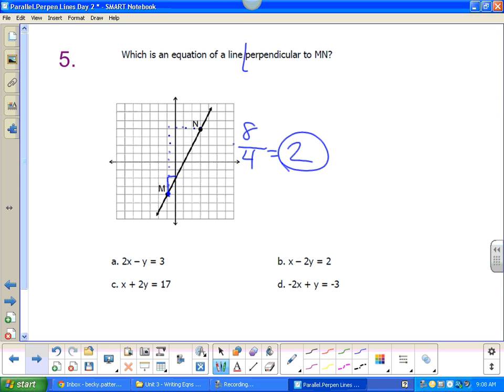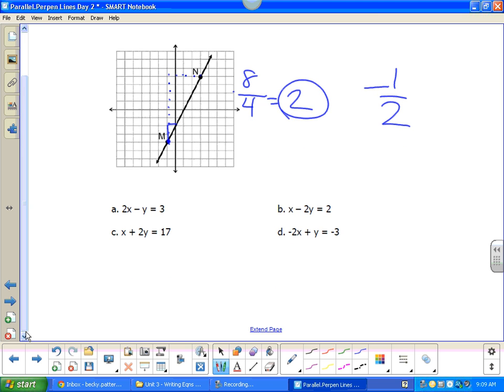But I want to be perpendicular to him, so my slope is going to be a -1/2. That's it. That's all I know. I don't know anything about the y-intercept for my equation. I just know that I want my slope to be a -1/2. Well, if I'm looking at my choices, I don't know what any of their slopes are. So I have to solve every one of these for y and see if their slope is a -1/2.